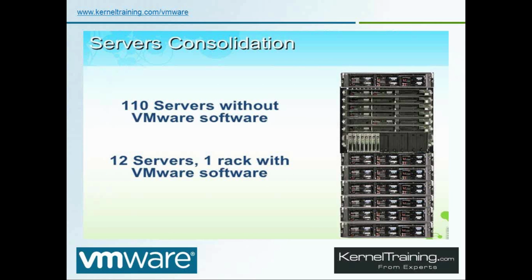Now server consolidation. Consolidation is nothing but we are converting a bulk amount of physical servers into a smaller number of ESX servers. Without VMware software, that is VMware ESX or ESXi server, we required 110 physical servers. So 110 physical servers means in a data center you will have racks. In each rack, for example, if you maintain 10 physical servers, we require multiple racks. But if you use VMware software, we require only one rack. In the one rack, we can maintain 12 servers. So that means after moving to the virtualization, the IT infrastructure has been reduced.